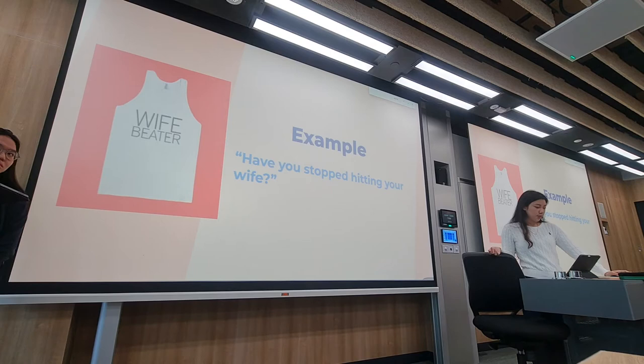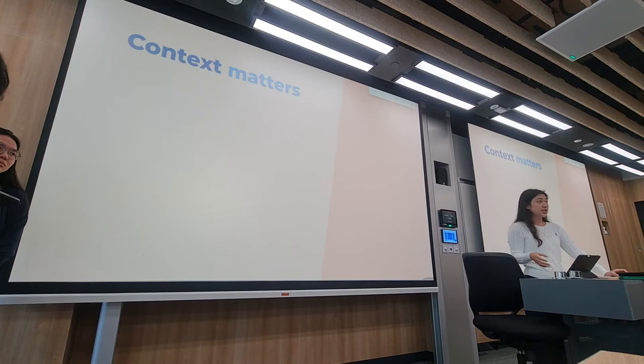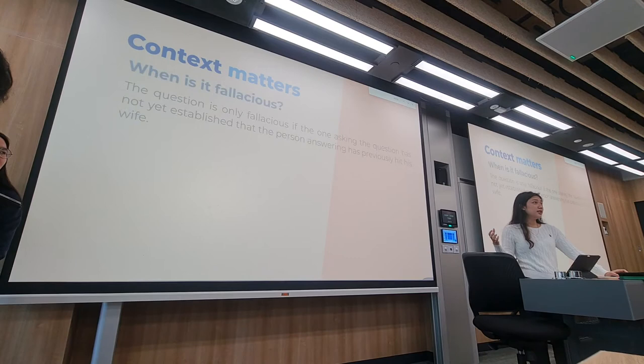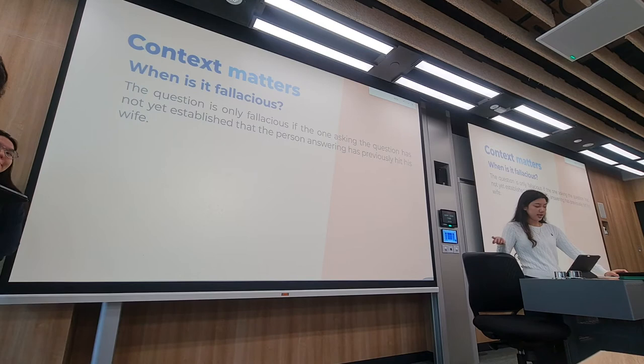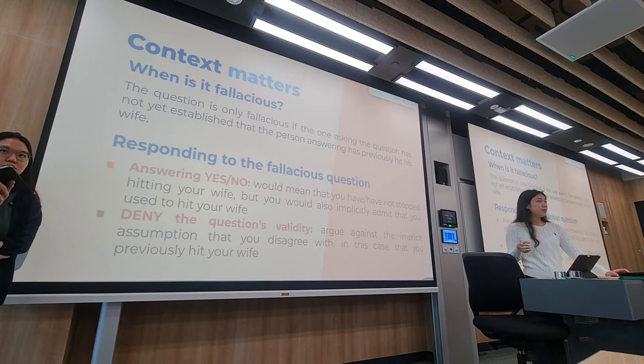In deciding whether this is fallacious or not, we need to consider the context in which we ask this question. It's only fallacious if, in asking the question, one has not as yet established whether the person answering has actually ever hit his wife. So assuming that the person answering, let's call him person A, has never hit his wife, the person asking this question would have committed the fallacy.